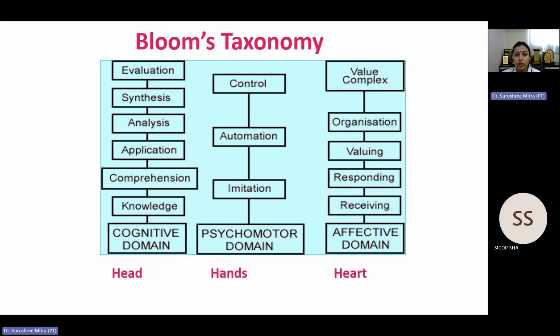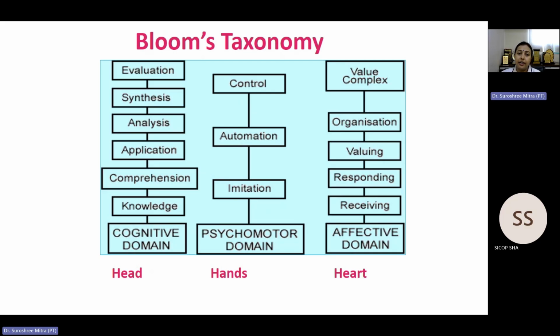So in this taxonomy, which was given by Bloom, there are three subdivisions. The domains are cognitive domain, psychomotor domain, and affective domain, as you can see on your screen. So what is this cognitive domain? When we train our teachers regarding Bloom's taxonomy, this is what we call the domain of head. Why is this domain so important?